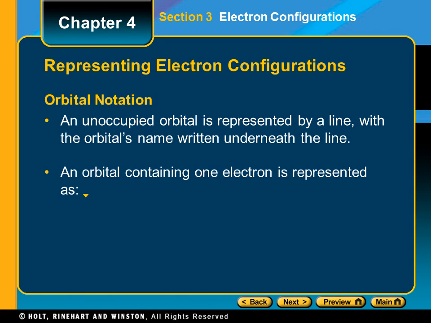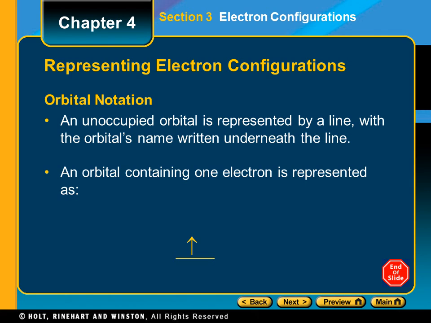And so an orbital containing one electron is represented this way. So there's the line, and there's the up arrow. The up arrow you're going to see represents the spin of the electron. Remember, every orbital can only hold a particular number of electrons, 2 electrons per orbital. The more orbitals you have in an energy level, the more electrons that energy level can hold. But we're really talking about 2 electrons per orbital.